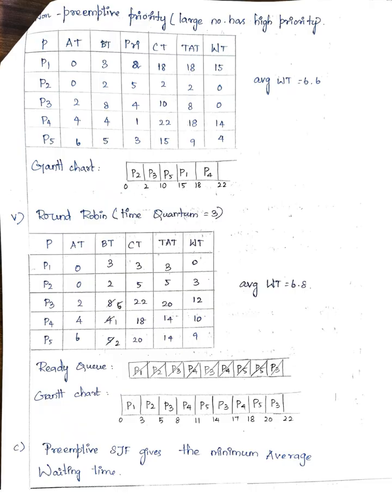So again, next one, non-preemptive priority. Preemptive means one by one it is going. Non-preemptive means once a process has been taken, after its completion it will go to the next process.